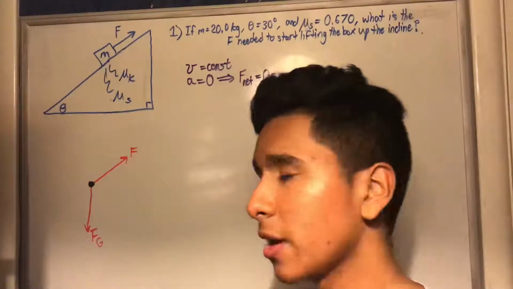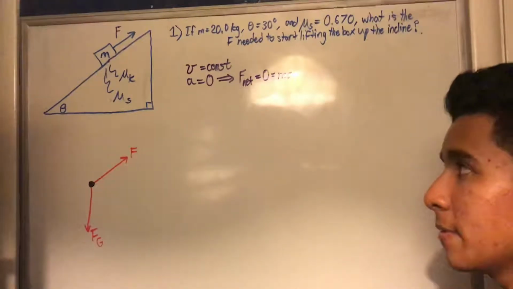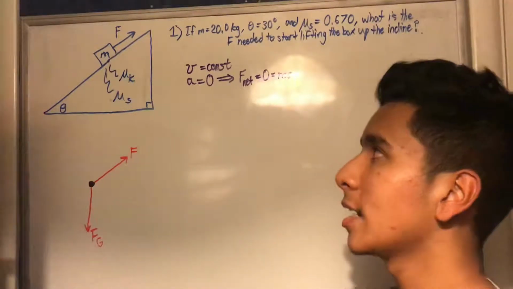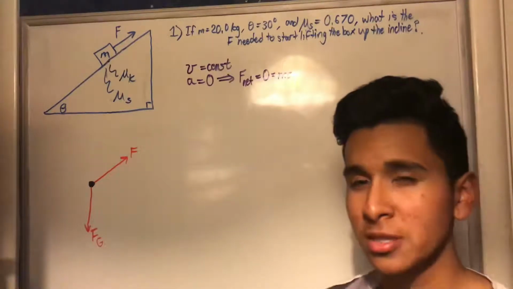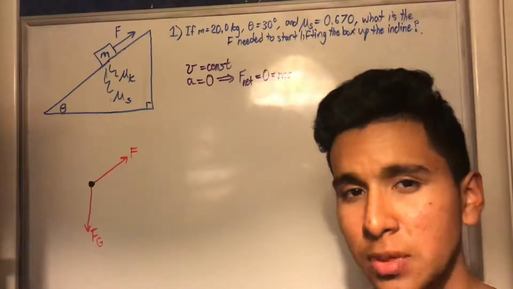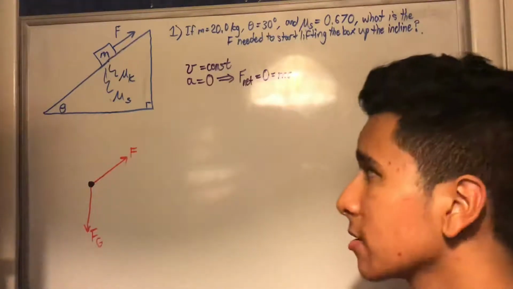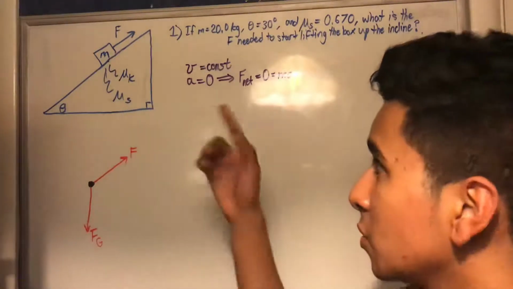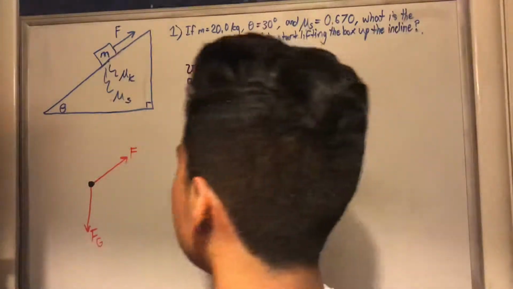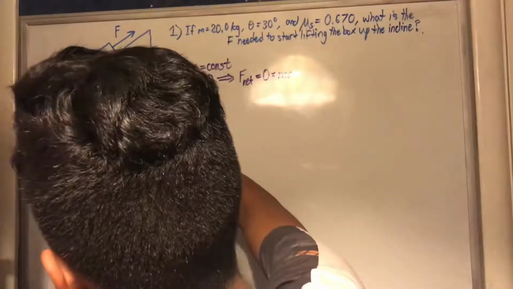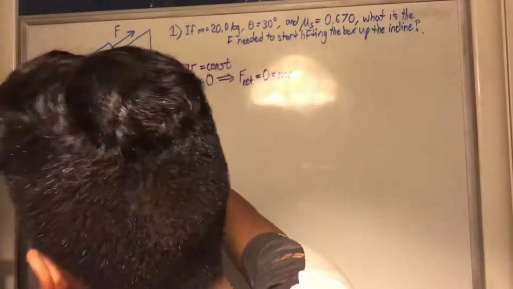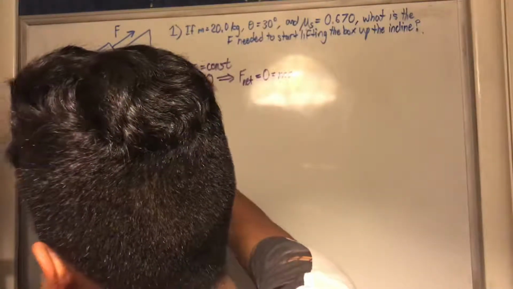Now that the force of gravity is going down, we also know that there's a normal force acting on the box. Remember that normal force is always perpendicular to the surface. So our normal force has to be perpendicular to the surface of that incline. I am going to draw it as best as I can perpendicular to the incline. Our normal force.